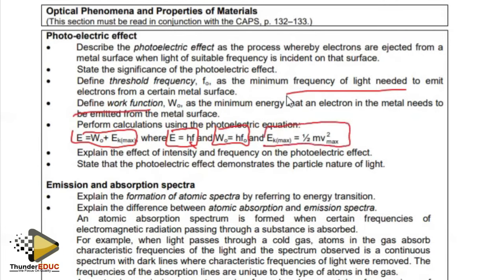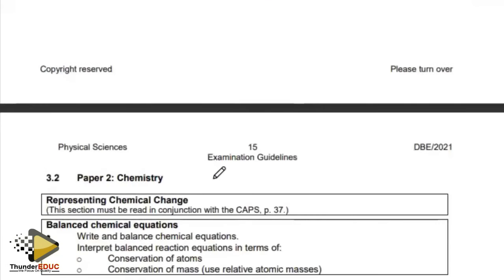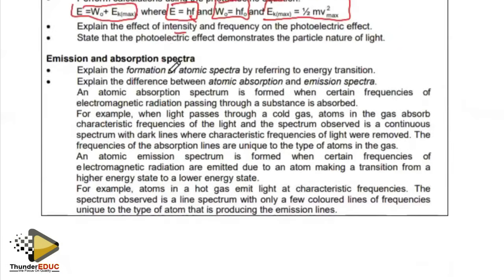Explain the effect of intensity. This simply means, if you increase the intensity of the light, what will happen to the number of electrons ejected? When you change the frequency, what will happen? Then state how the photoelectric effect demonstrates the particle nature of light. Then we also have to discuss emissions and absorptions, the different spectra, and so on.